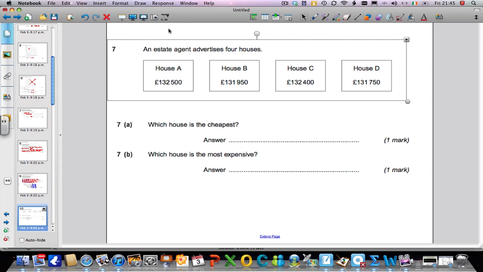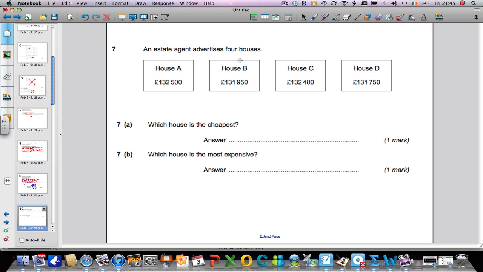Right, moving on. We've got an estate agent advertising 4 houses. Each house has a different price, and we're asked which house is the cheapest. So looking closely at these numbers, let's do some elimination here. 132,500. Right, well, that's certainly more expensive than these two, so I'm going to write both of these off because they've got 132,000. Now, which is cheaper out of this? House D is the cheapest there.